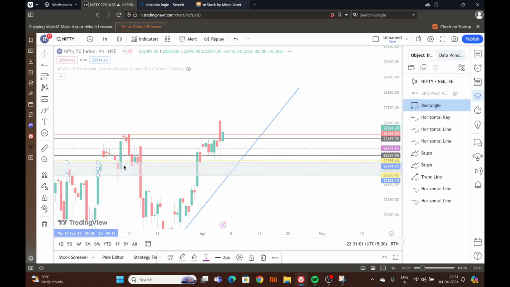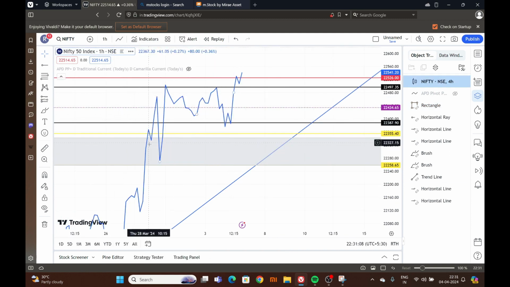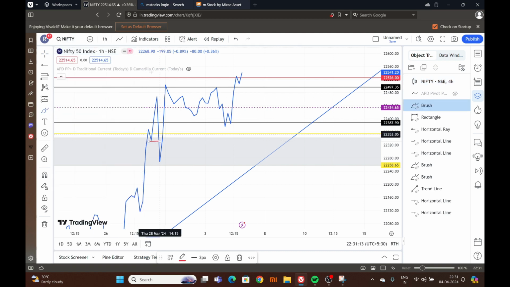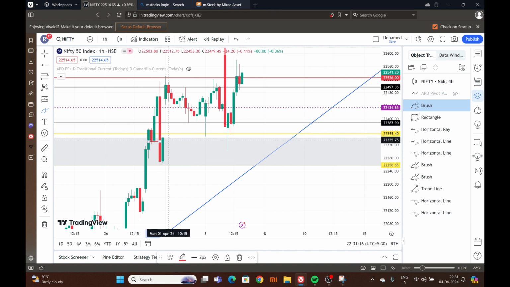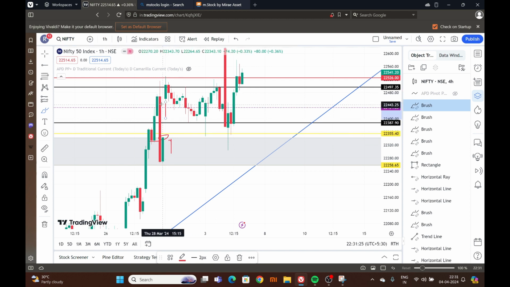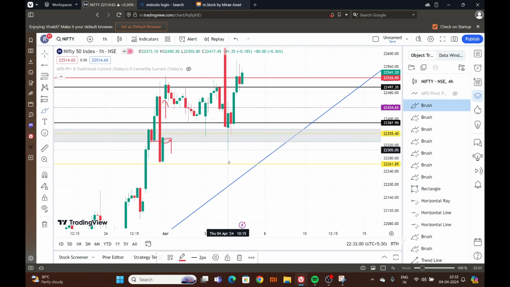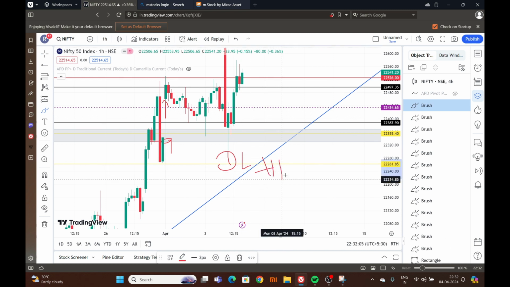Now we'll switch to the hourly. In hourly, this is the support breakout, and the day closed by retesting this. The next day had a gap up. So the potential buy area should be this level. This is daily support, and daily, H4 and H1 all collide, so this could act as a strong support.